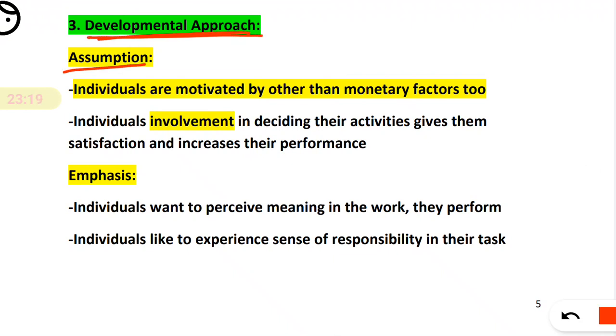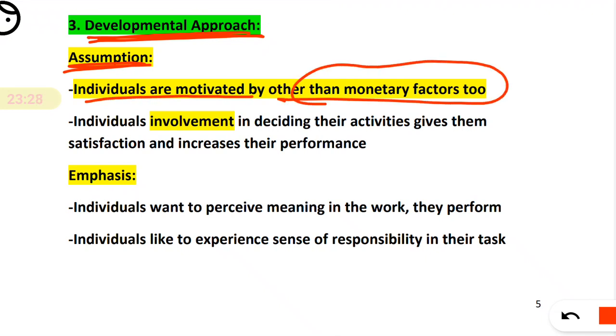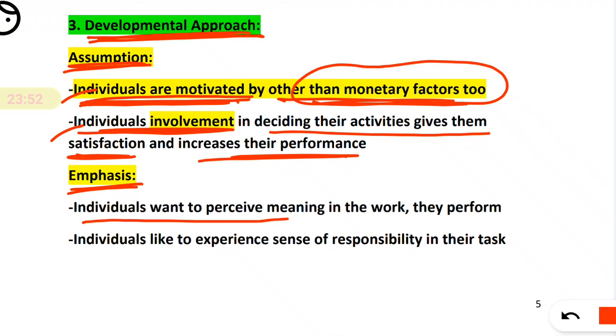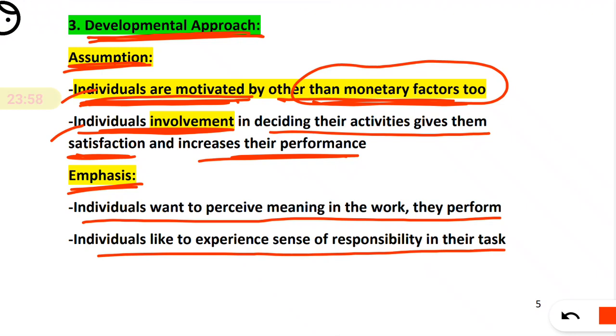So what are the assumptions in the case of the developmental approach? First, individuals are motivated by factors other than monetary ones also. So the very first assumption is that individuals or employees can be motivated by other than monetary factors also. And second, individuals' involvement in deciding their activity gives them satisfaction and increases their performance. This was the assumption. And what was the emphasis? They started working on the idea that individuals want to pursue meaning in the work they perform, and like to experience a sense of responsibility in their task.